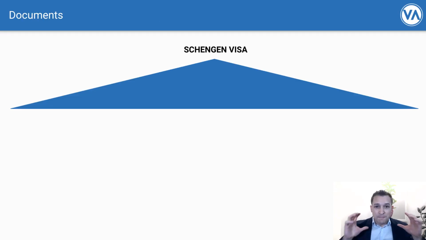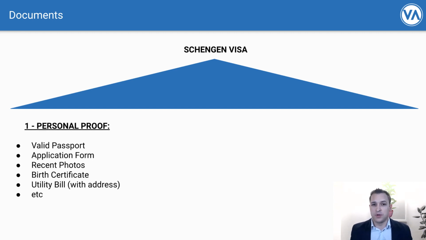So there are really three core elements when it comes to a Schengen visa application, and we bring them into a pyramid, if we will, in relation to how Visas Association approaches this. The very first one is what we call the personal proof. Personal proof is looking at things that validate and verify that you are you.